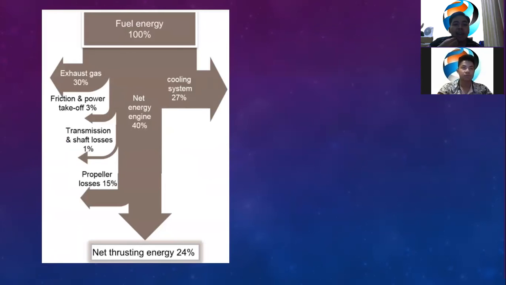And this is how the system does the feed of the energy. From the system, we have fuel at 100% energy, but after entering the system, we need to calculate the exhaust gas, cooling system, and other losses, and we have a final product of 24% net thrusting energy.